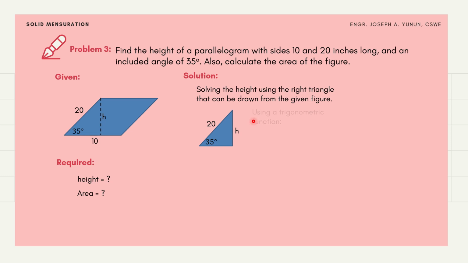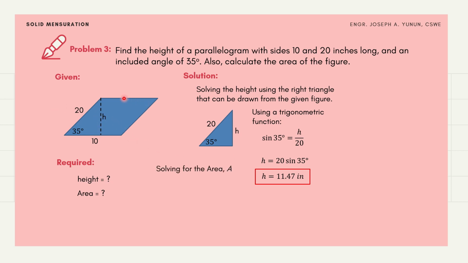I might use a trigonometric function. So probably based on the given, the angle, and then that is the opposite side and the hypotenuse. So probably I'll use the sine function. So sine 35 degrees is equivalent to the opposite side, which is the height, all over the hypotenuse, which is 20. Simplifying that, the height is 20 multiplied by the sine of 35 degrees, and the height is 11.47.